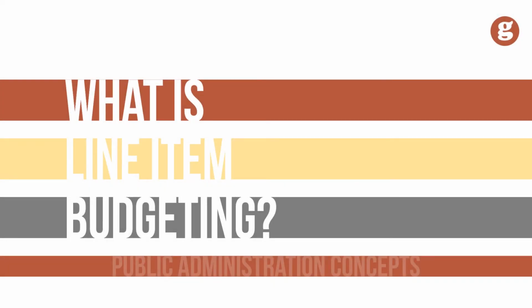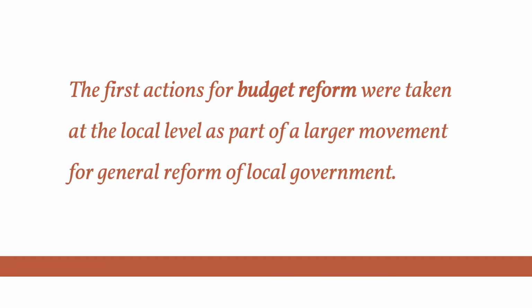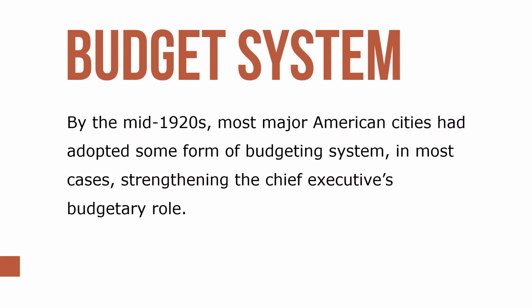Let's take a look at line item budgeting. The first actions for budget reform were taken at the local level as part of a larger movement from general reform of local government. By the mid 1920s, most major American cities had adopted some form of a budgeting system, in most cases strengthening the chief executive's budgetary role.